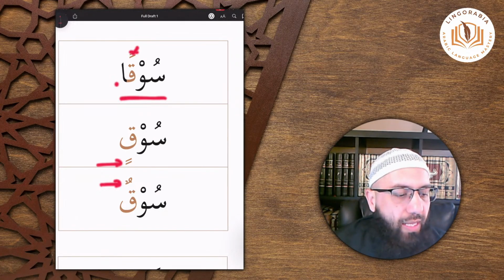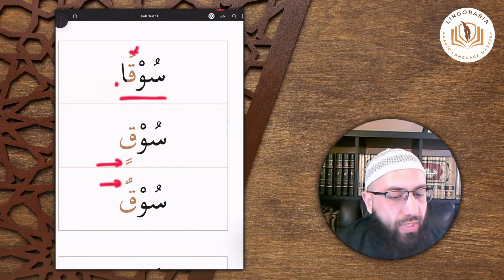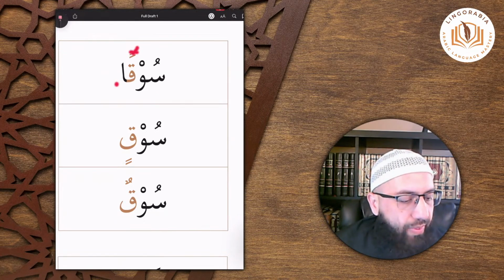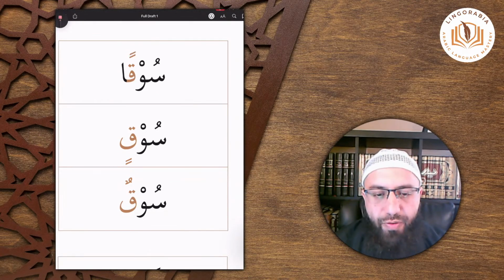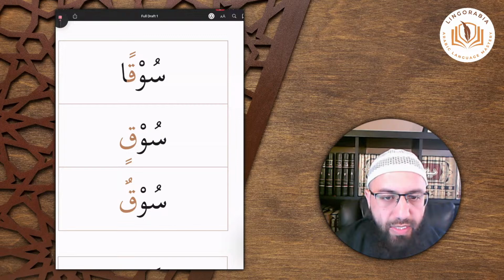And you will see this a lot in the Quran and also in Arabic books. So this is the purpose of this alif. Is this clear, guys? Give me a 1 in the chat if this is clear for you. Barakallahu feekum.